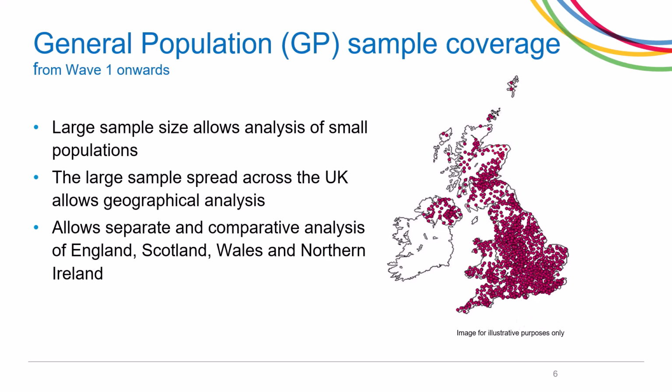The large sample size allows analysis of small populations and the wide geographical coverage allows for geographical analysis and regional comparison. The higher selection probability for the Northern Ireland part was to allow a Northern Ireland sample that was large enough to allow country-level analysis.